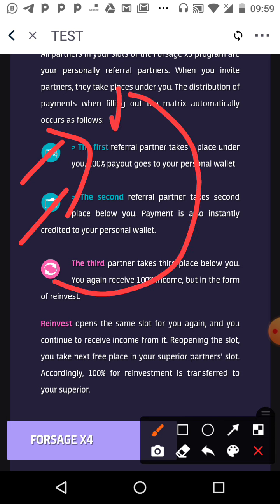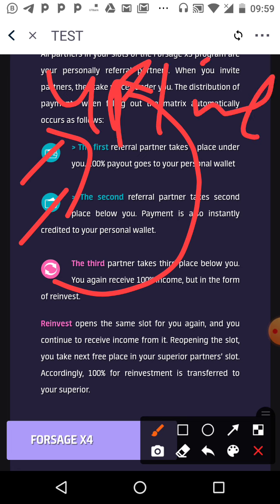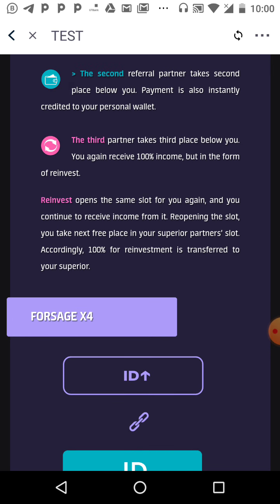This goes to your upline, and that reinvests you back into the system to keep making money from this same slot over and over. And again, this also will happen to you when you start bringing people and teach them the same process, what to do. So the reinvest opens the same slot for you again, and you continue to receive income from it.